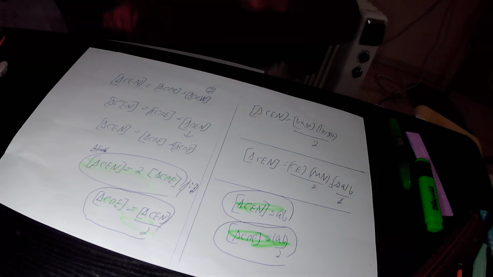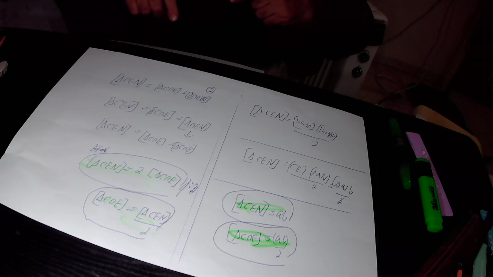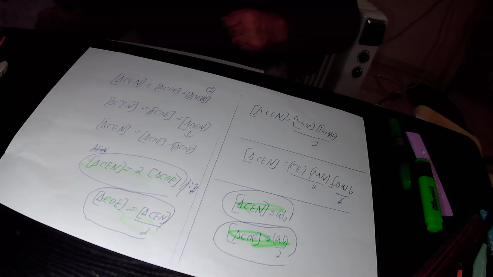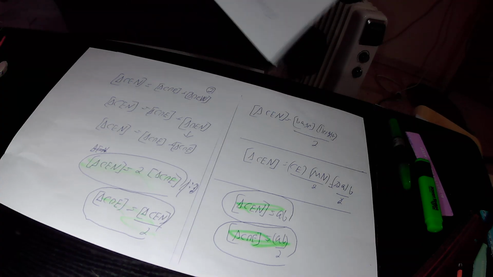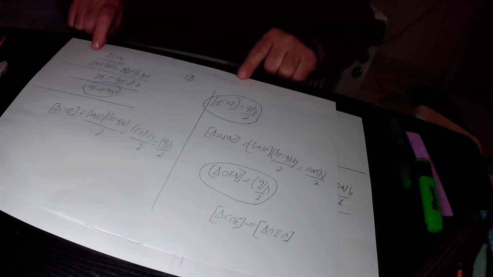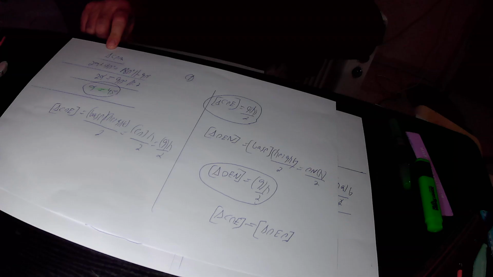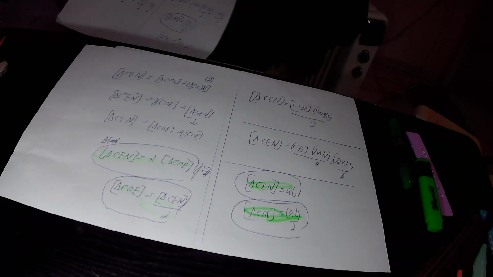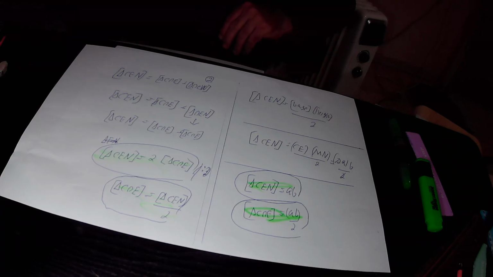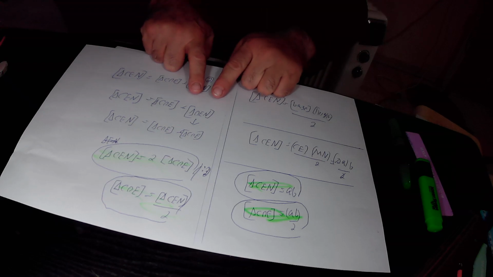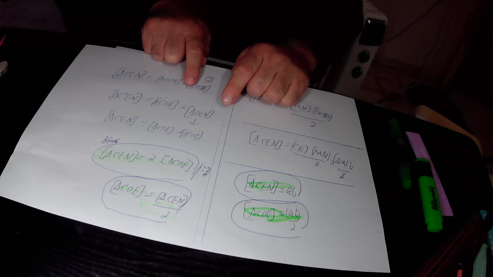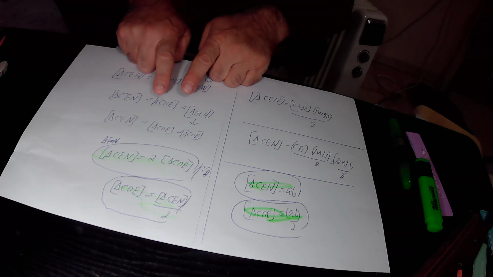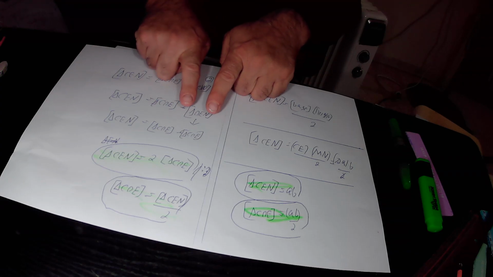But we already found out that the area of the green triangle COE equals the area of the lower triangle OEN. So we can substitute the area of triangle OEN by the area of triangle COE because they are equal to each other. So in total, we found out that the area of the big triangle CEN equals the area of the green triangle COE plus the area of the green triangle COE.